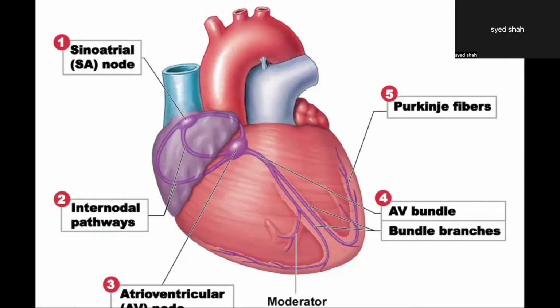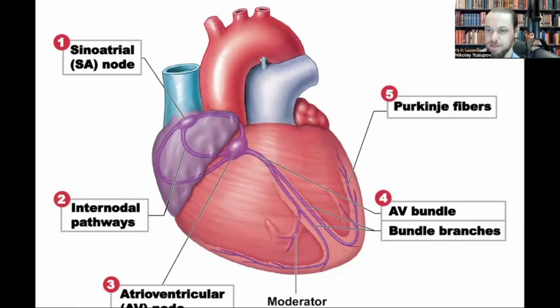So let me say it in plain language. Automaticity, right? Those cells can generate their own impulse. They can depolarize and act as a pacemaker for the heart. The other cells in the heart cannot do that. So what I'm saying is, not every cell has that ability. My question is, which cells have that ability?